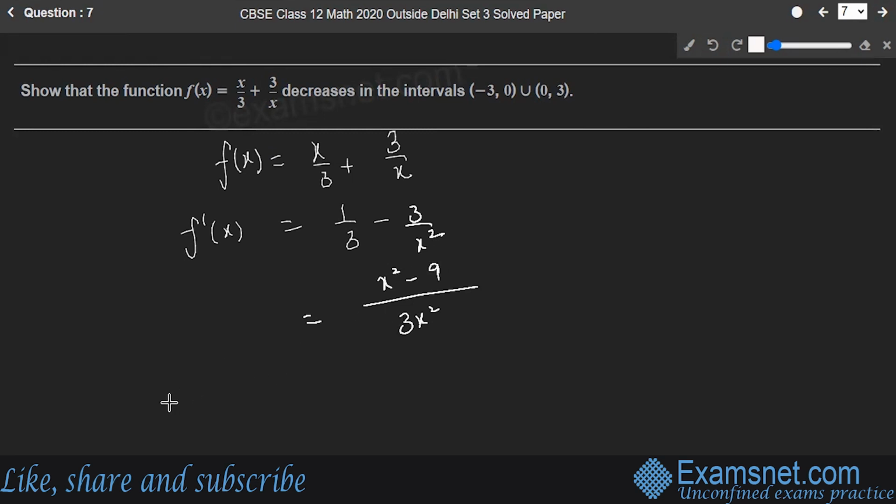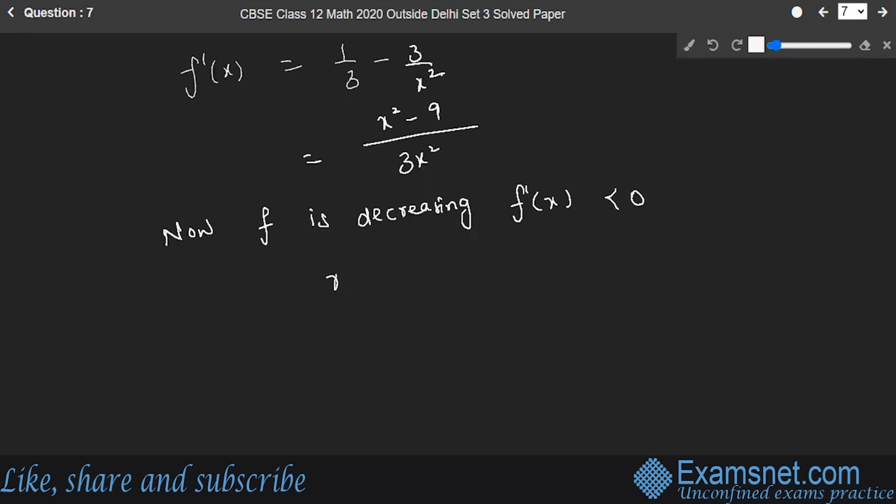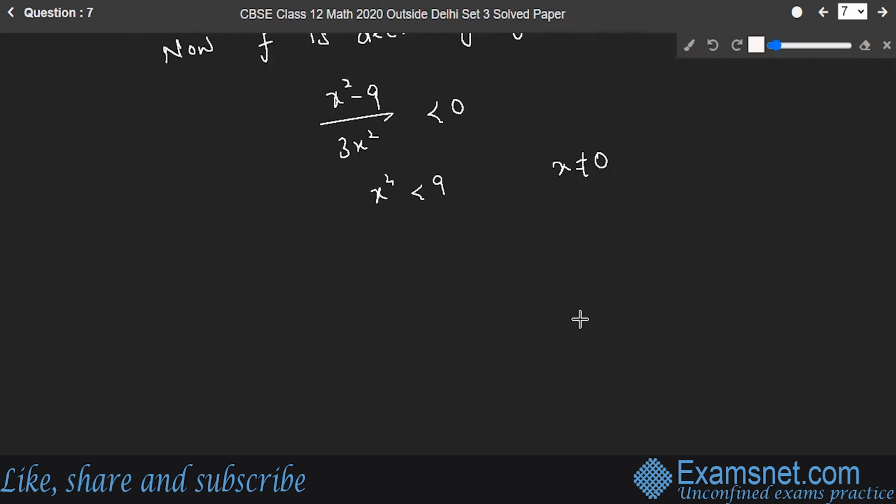Now, f is decreasing when this is less than 0, which means (x squared minus 9) upon 3x squared is less than 0, or x squared is less than 9. You know x is not equal to 0, definitely. So x squared is less than 3 squared, which makes x, see, there will be the limits, right? So x will lie between minus 3 to 3.